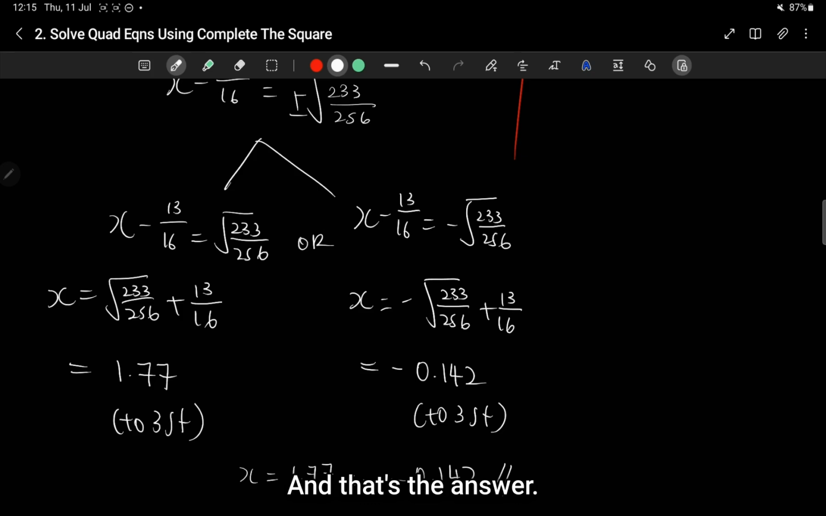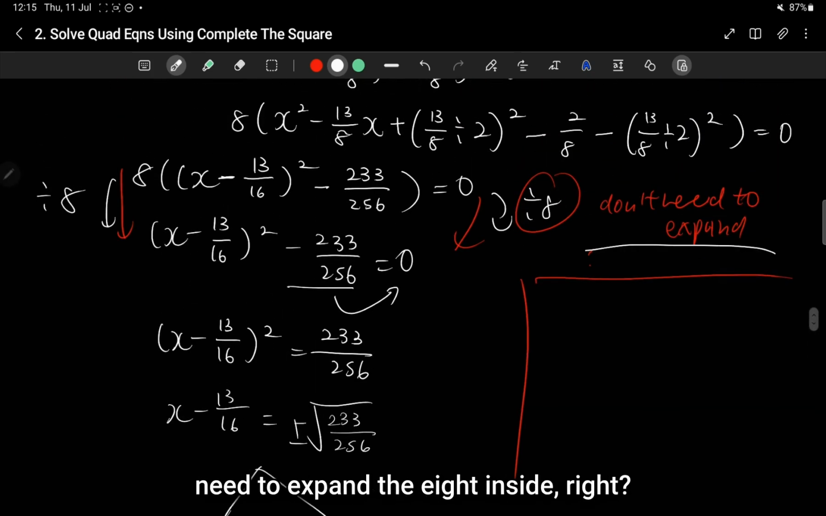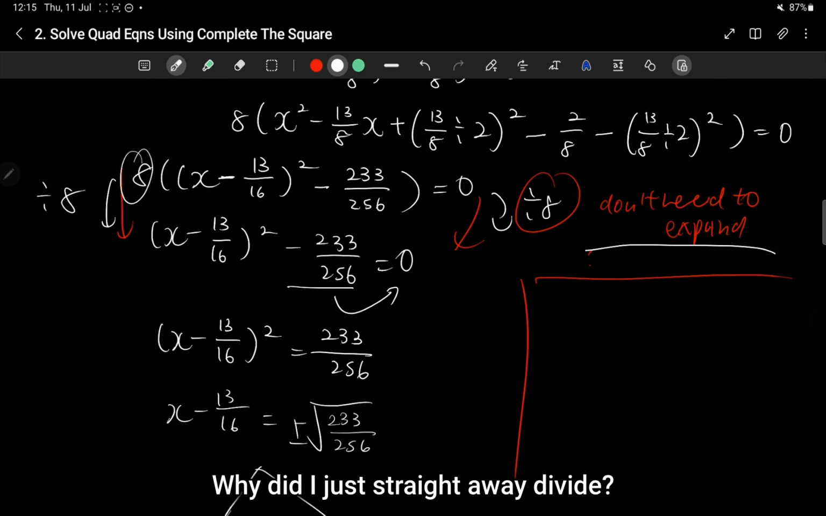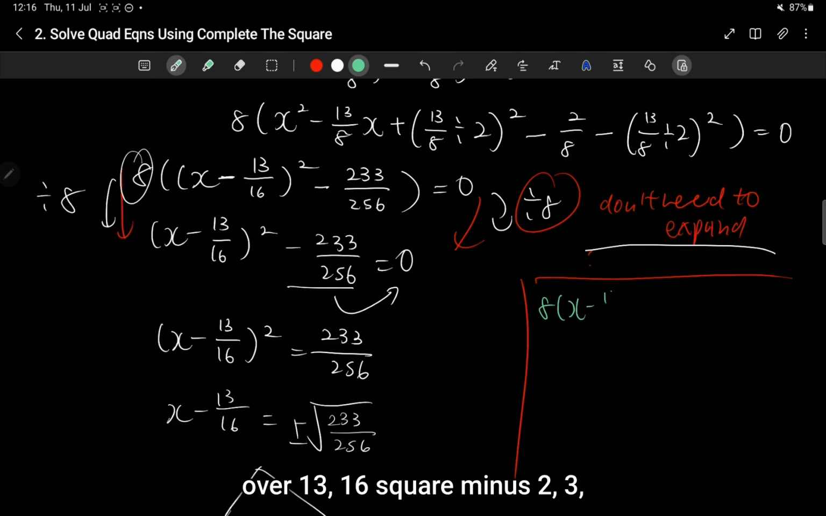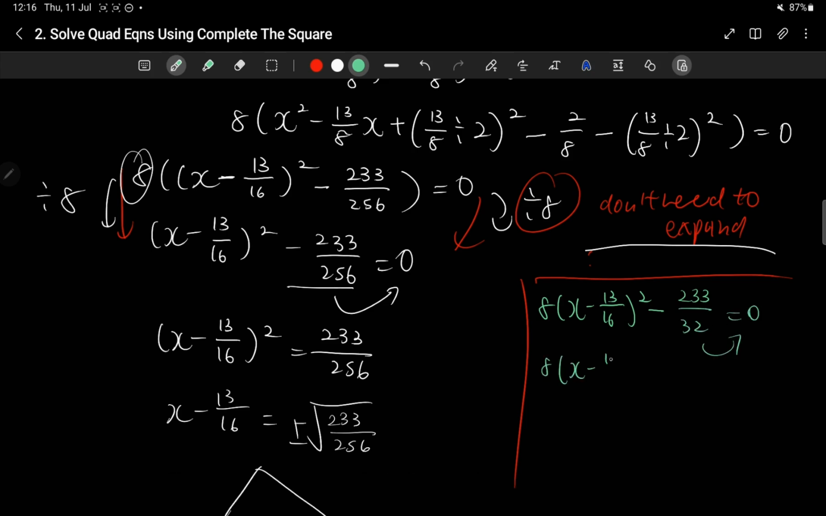And that's the answer. So let me just explain why you don't need to expand the 8 inside, right? Why did I just straight away divide? And that is because, okay, just picture this. Let's say if I expand, I'll have 8x minus 13 over 16 squared minus 233 divided by 256 times 8, right? So I will have 233 over 32 is 0. Then let's say I do the same working again.